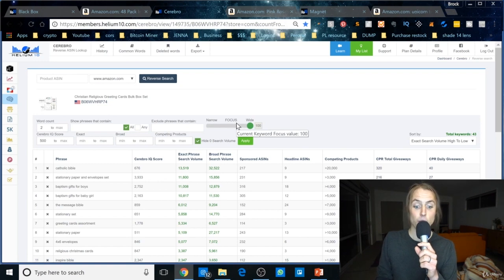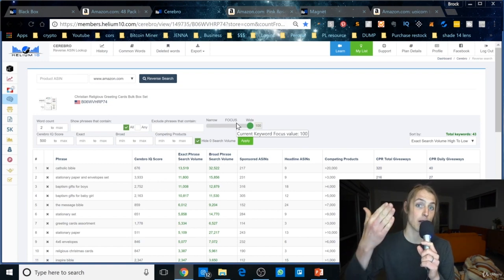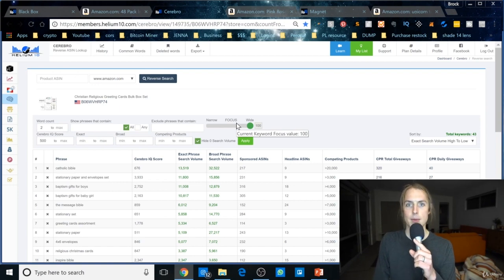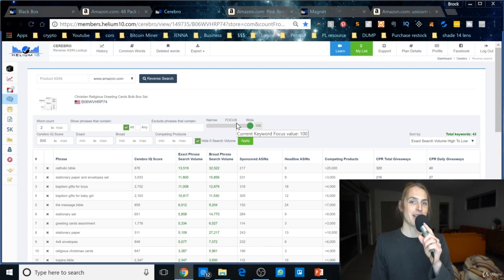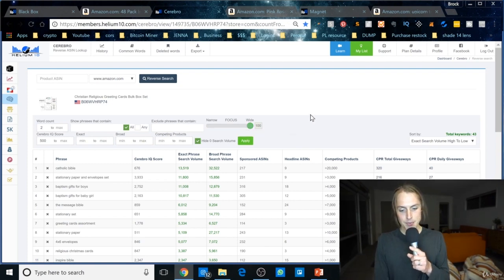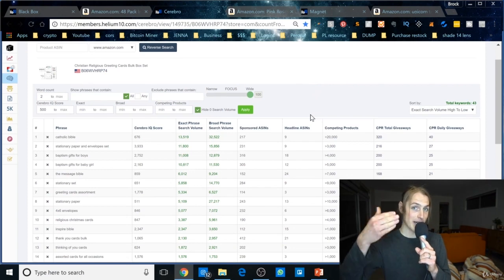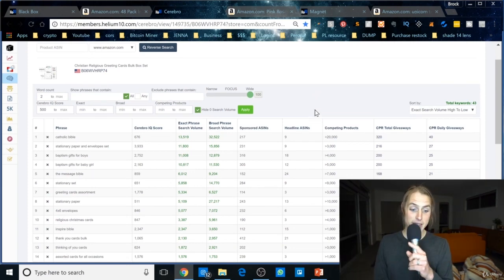What that narrowing and widening does is that if you make it narrow, it'll show only really relevant ones that it's ranking for, and that's a factor directly from Amazon. But if you make it wide, it'll show you everything that it's possibly indexed for. Okay, now I did that and sorted by exact volume because I just want to know what everything is that it's ranking for. And then I wanted to look at Cerebro IQ score.